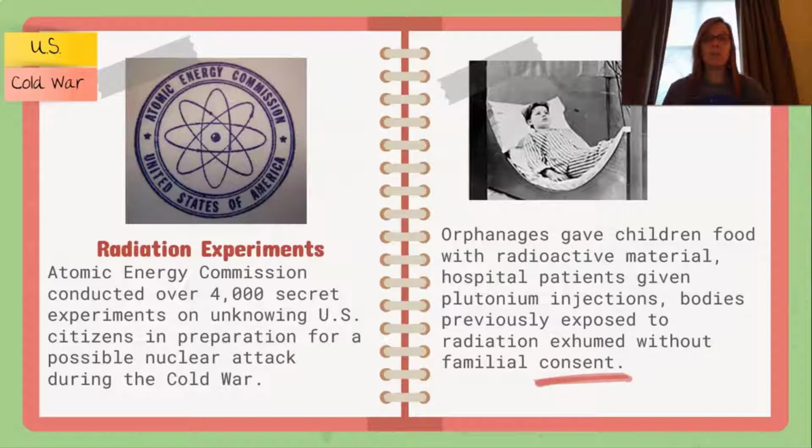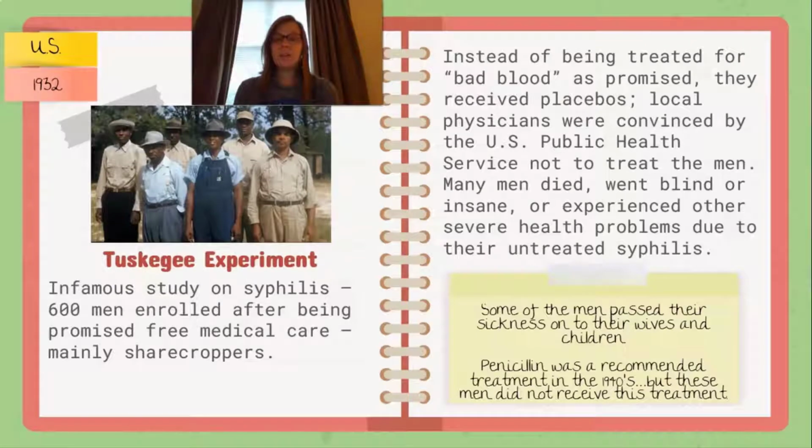The Atomic Energy Commission worked with a few other organizations to do this research. Part of the research was giving children food with radioactive material. They injected hospital patients with plutonium, and they even exhumed bodies of people who had been exposed to radiation without getting permission from the family first. So obviously there's a lot wrong with that. When it came into the public eye later, it was highly scrutinized, obviously. Okay, the last experiment that I'll mention today is one that is very infamous called the Tuskegee experiment.